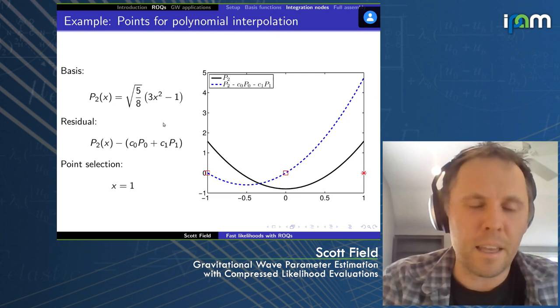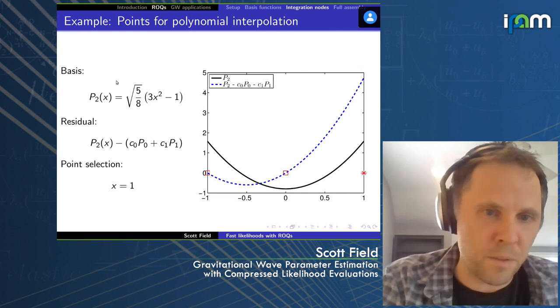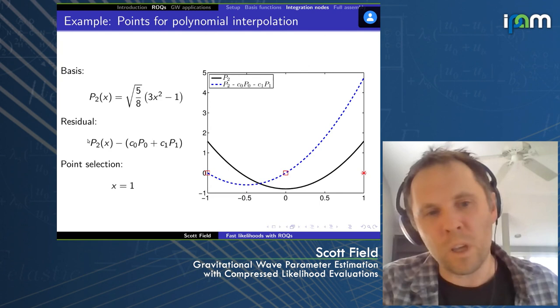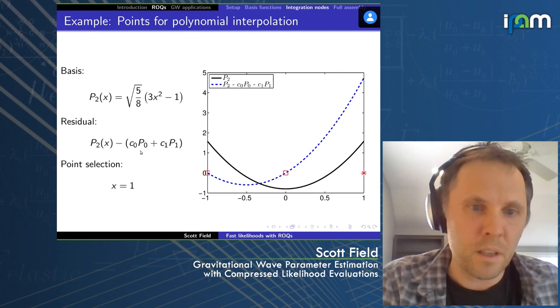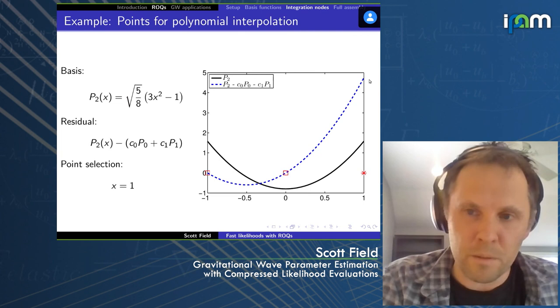And just the last one here, this one gives a somewhat non-trivial residual. Basis function 2 is given by this polynomial here. And for our residual, we're asking how well can we represent p2 with a linear combination of p0 and p1, but in an interpolation sense using the basis functions p1 and p0 at these two points. We go about computing the residual, and that's given by this dashed blue line. And now the maximum is a unique point. It's up here at x equal to 1. We found our first three points.